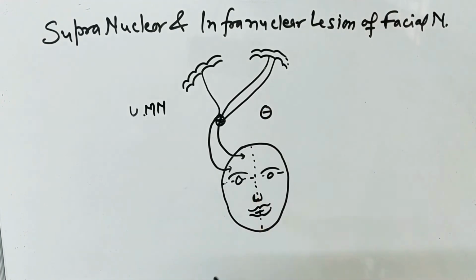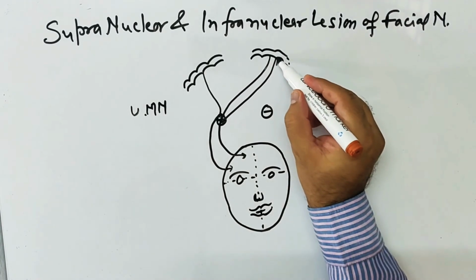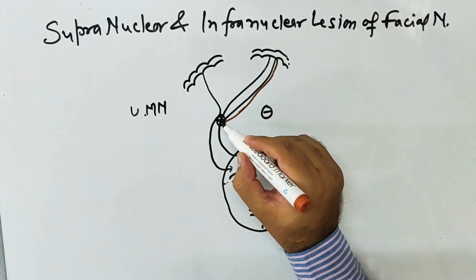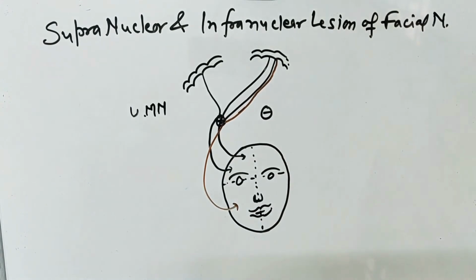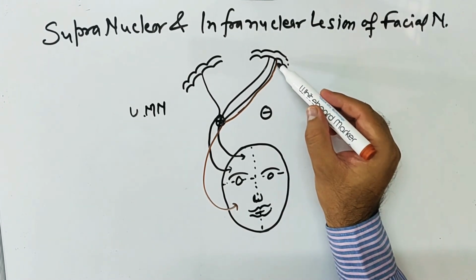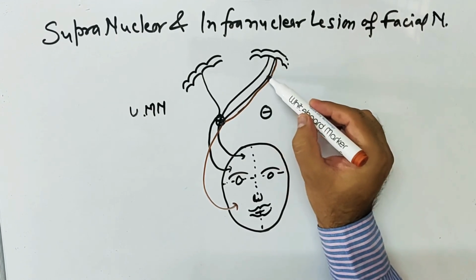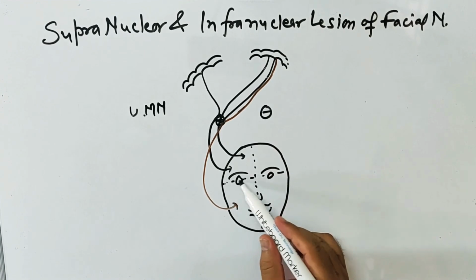So this upper part is supplied by fibers from both sides, and the lower part is supplied only by the fibers coming from the contralateral, opposite side. This is the opposite side, this is the opposite side. These are the fibers which supply the lower half, this part.